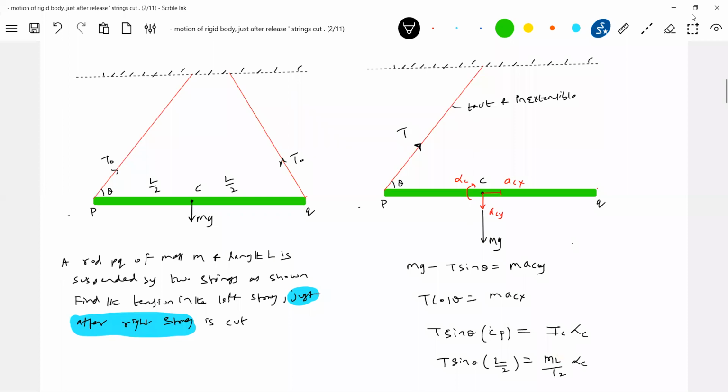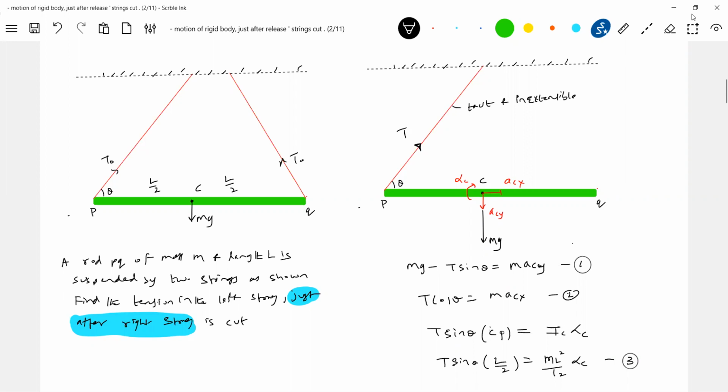How many unknowns are there? 4 unknowns, no? a_cy, a_cx, alpha c, and tension. But how many equations do we have? Three equations. I need one more, and I'll go for the constraint equation. As the string is inextensible, the acceleration of point P of the rod along the string must be equal to 0. I think that's the only thing which is going to help us now.